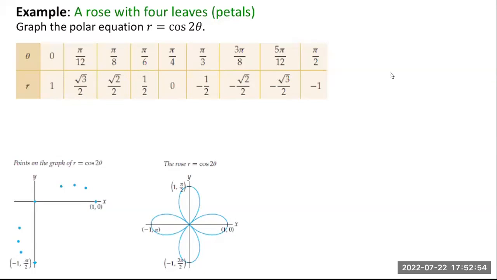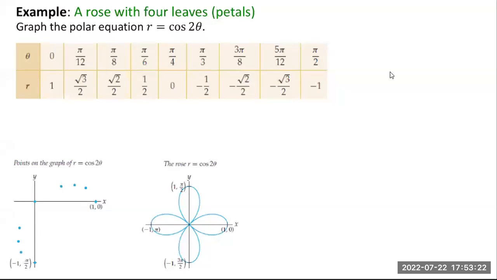Mark these points: 1 comma 0, r is 1, theta is 0 here, and then square root of 3 over 2 comma pi over 12, and so on and so forth. You will get a bunch of points like this. This point is minus 1 comma pi over 2. Pi over 2 is of course a positive angle like this. Since r is negative, you have to go in the opposite direction. So this will be minus 1 comma pi over 2.